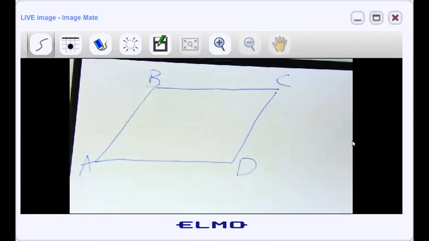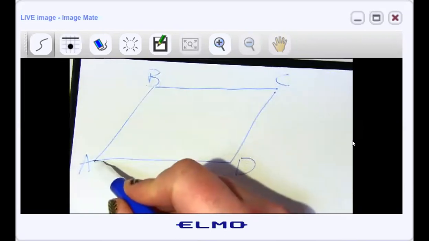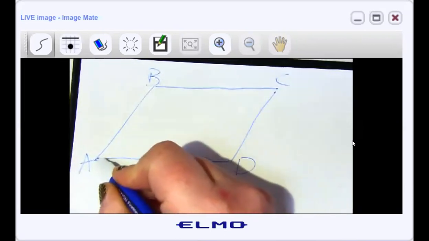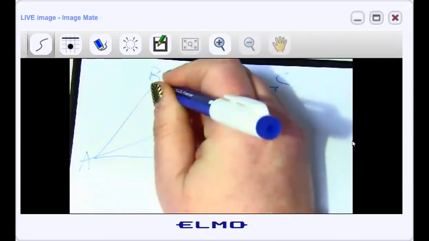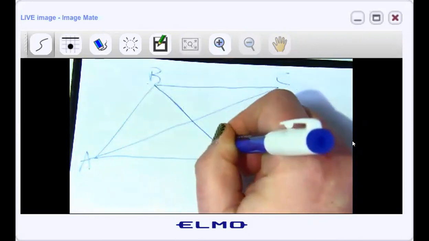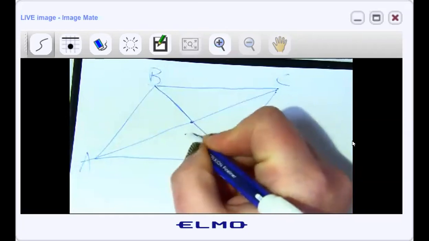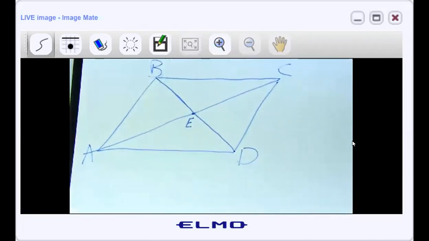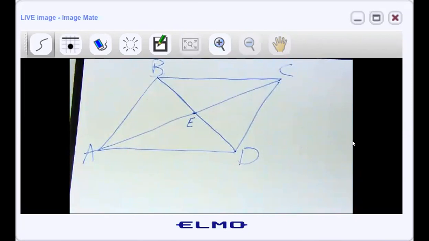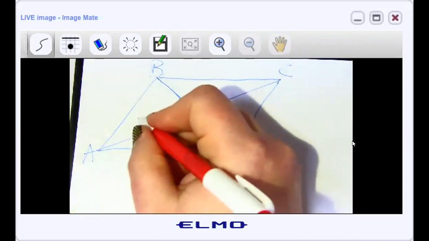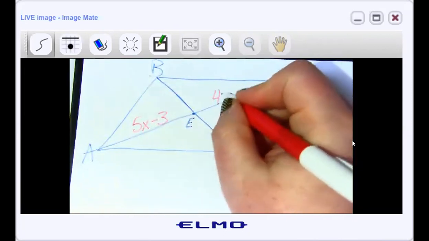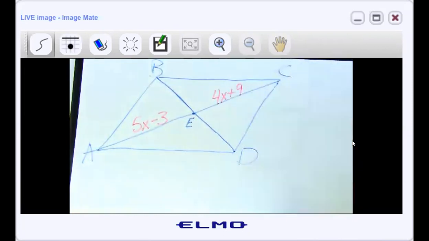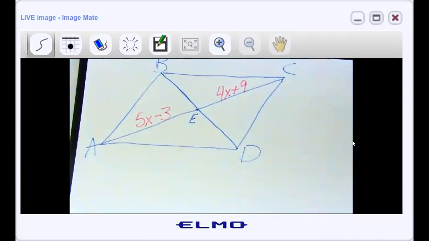Okay, so you have this parallelogram. I'm going to go ahead and draw in the two diagonals. There's that one, and here's that one. Okay, and we'll put a point E in the middle. All right, let's start off easy, and then we'll crank it up. Okay, try this one for me. Solve for x, please.